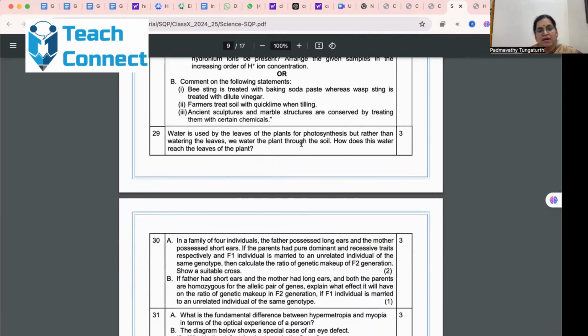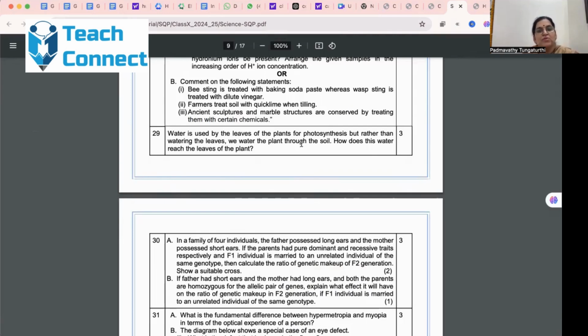And we can also answer this question when a bee sting is treated with soda paste. That means it's a base. When are we going to treat something with a base? That is a bee sting. A bee sting must be acidic. That's the reason why soda paste is used.